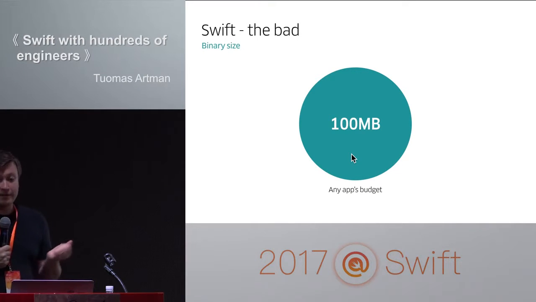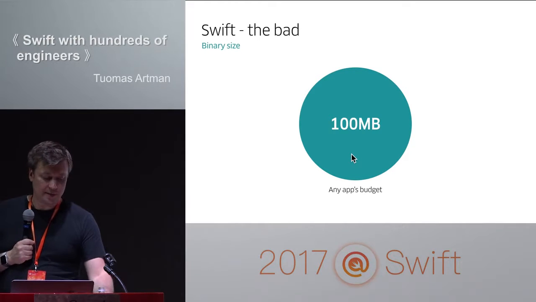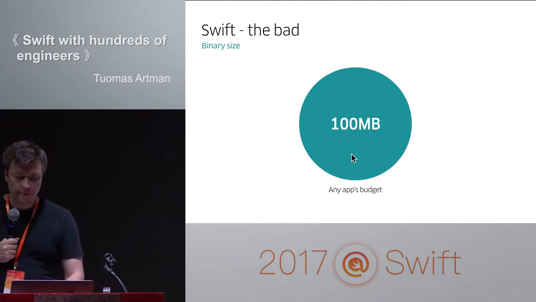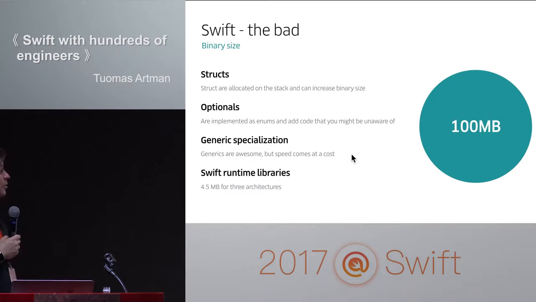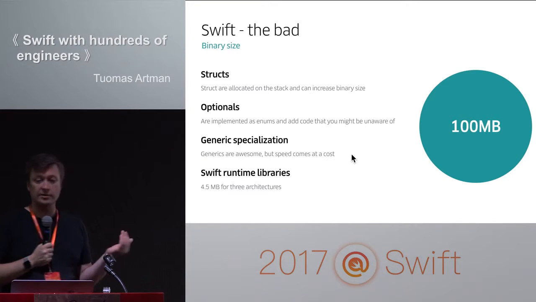So the next bad thing is binary size. As you know, 100 megs is the limit to be able to download over the cellular network, and you have to be below 100 megs. So why is Swift bad with binary size? A few things. Structs.